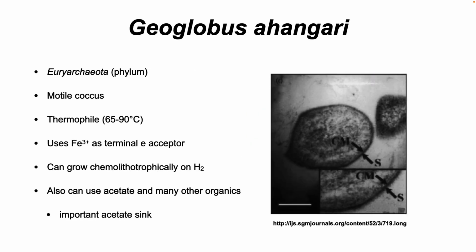Here are a couple more examples of the kind of organisms you can find in the deep sea. One of these is Geoglobus ahangari. It is in the phylum Euarchaeota, so it is an archaea. It is a motile coccus and thermophile growing from 65 to 90 degrees centigrade. It uses iron as its terminal electron acceptor. It can grow chemolithotrophically using hydrogen as its electron donor. But it can also use acetate and many other organics. Thus, it is an important acetate sink, meaning that it will take up the acetate and get rid of it or use it.